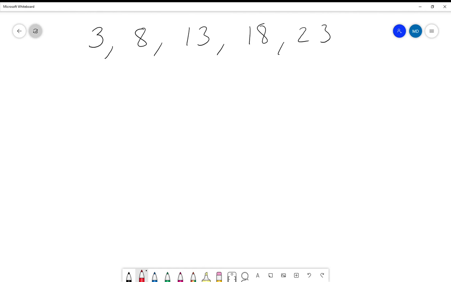So if I take term 2 here, and I subtract term 1 here, then I get 5. It's 8 minus 3 equals 5. Equally, u3 subtract u2 is going to be 5. u4 subtract u3 is going to be 5. And that's the definition of an arithmetic sequence.